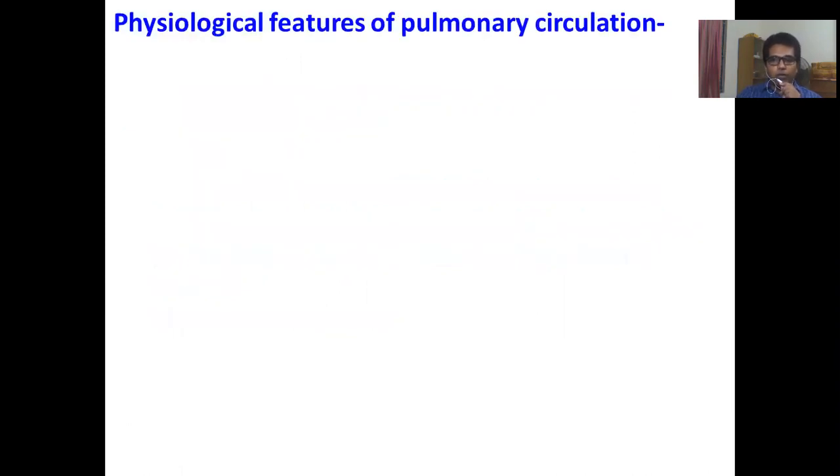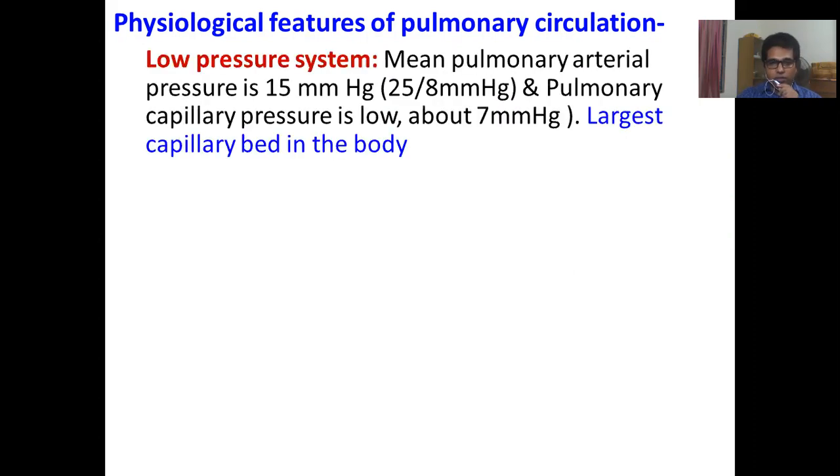Now I'm going to tell you some very special physiological features of pulmonary circulation. Most of the characteristics are quite different from those of the systemic circulation, so I am going to point out those features that are different.